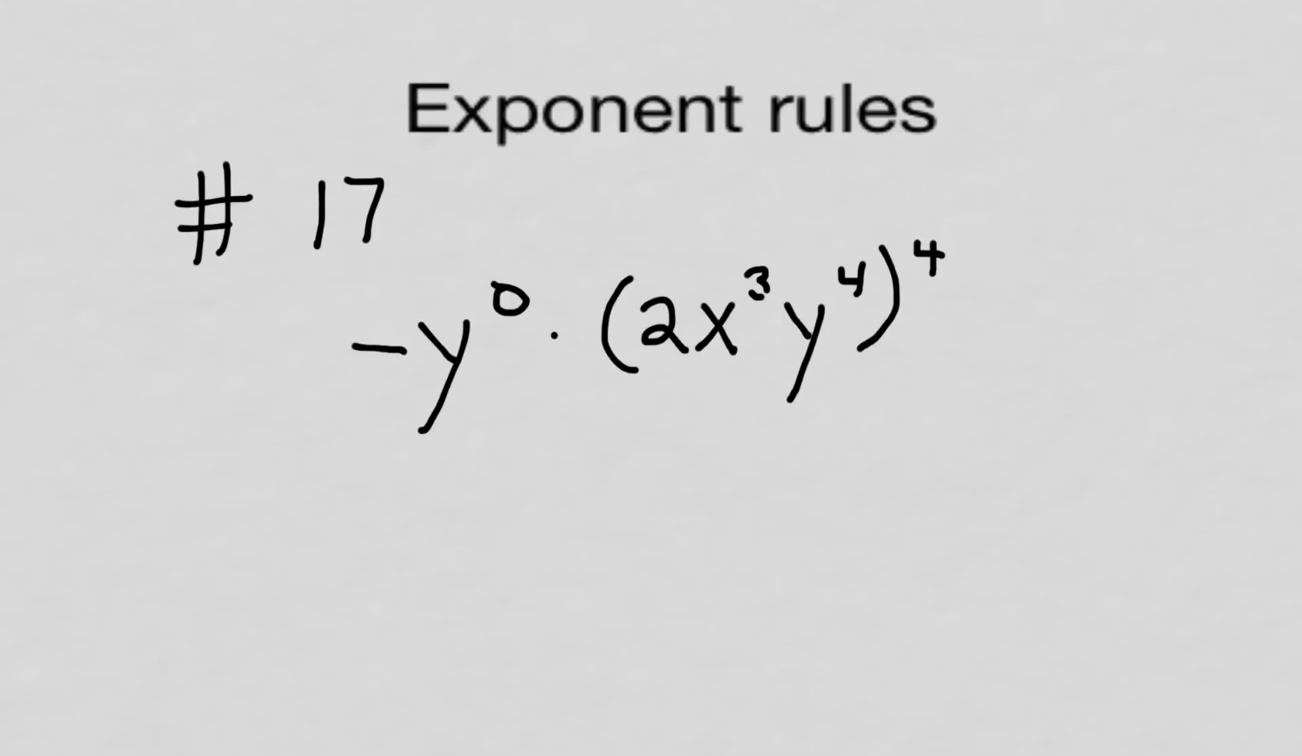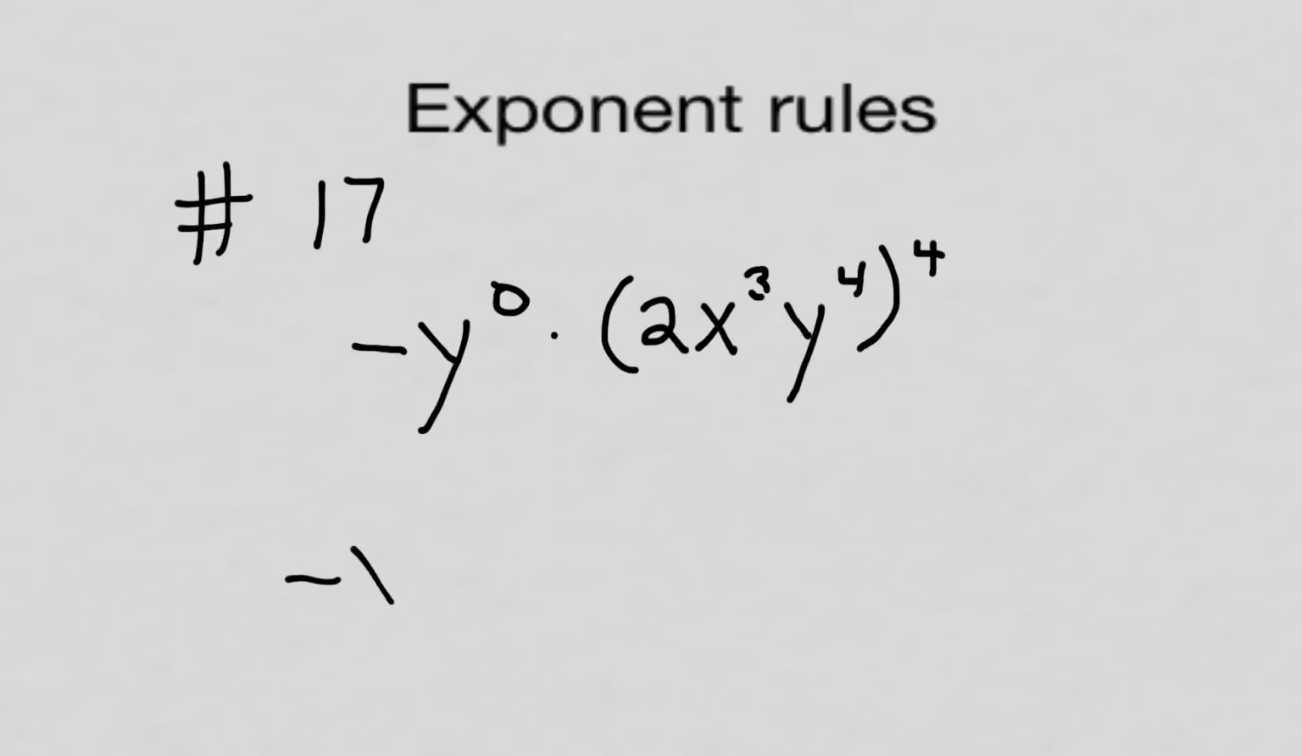If I wrote negative y inside of parentheses to the 0 power, that would equal 1. Anything to the 0 power is 1. All right, here we've got something else going on. We've got y to the 0 power with a negative number in front of it. This is different than what I just wrote. I'm going to write them both down here so you can see the difference.